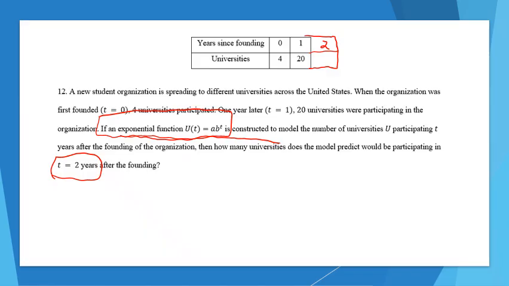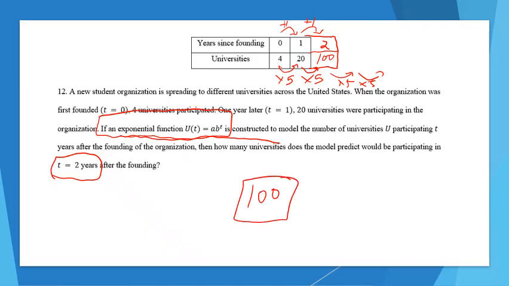So with an exponential function, remembering from lesson 2.2, over equally spaced input values, which these are because they're both spread apart by 1 year, the output values will change proportionately, meaning whatever number we multiply 4 by to get 20, we can do that as well to find how many universities should be at 2. In this case, it should just be 5, so times 5, times 5, and this rule would continue. So 4 times 5 is 20, 20 times 5 should be 100, and so 100 should be our answer here, 100 universities.